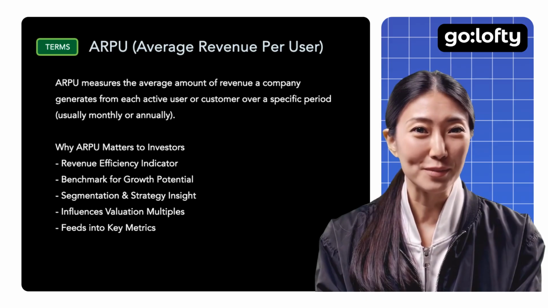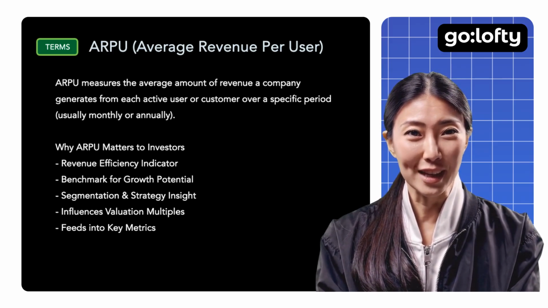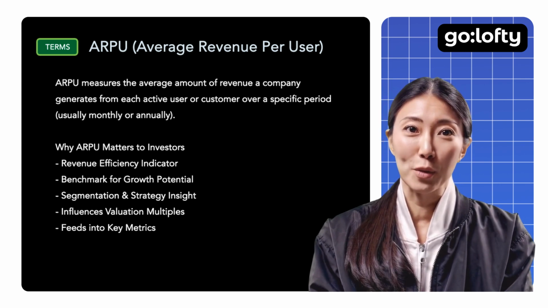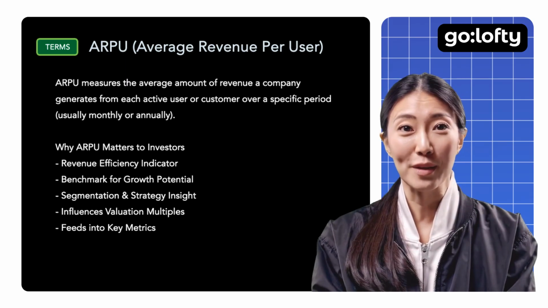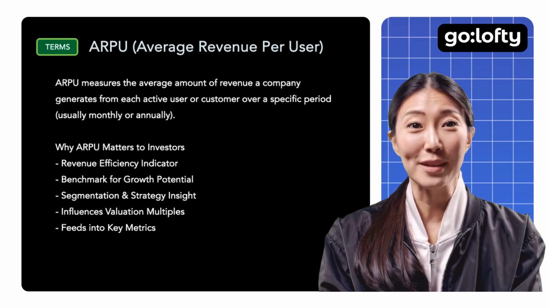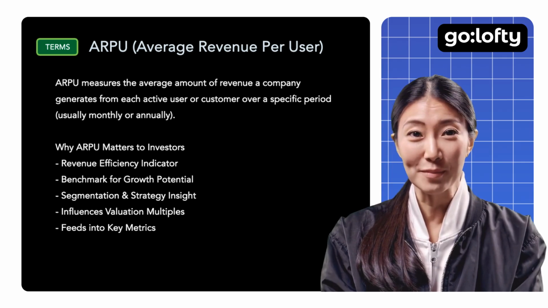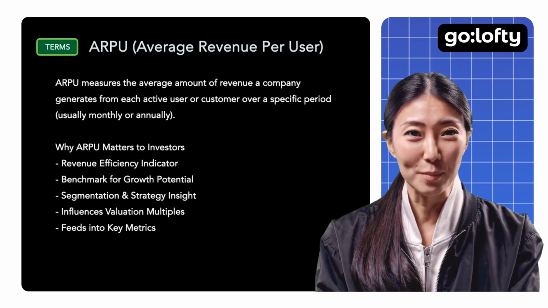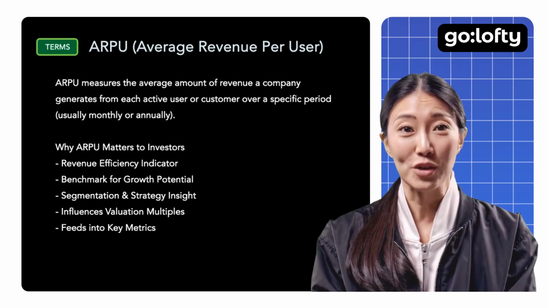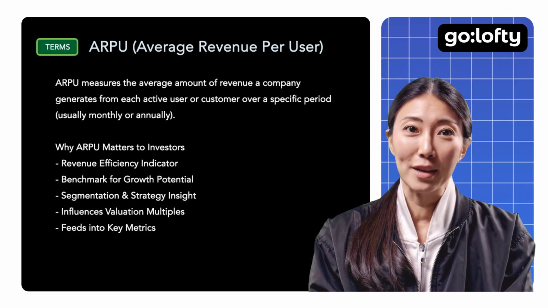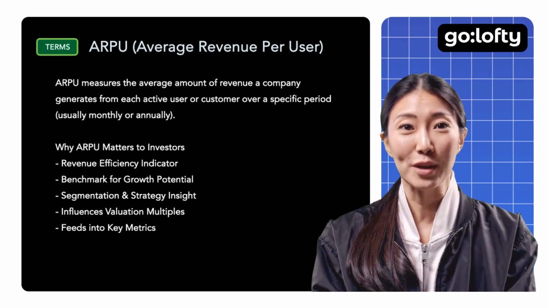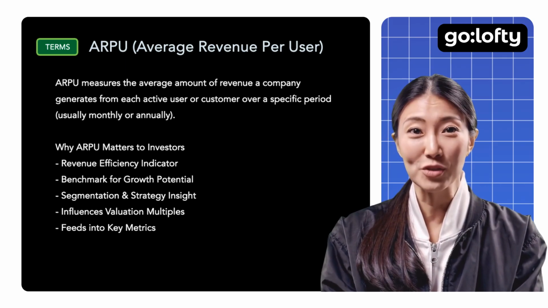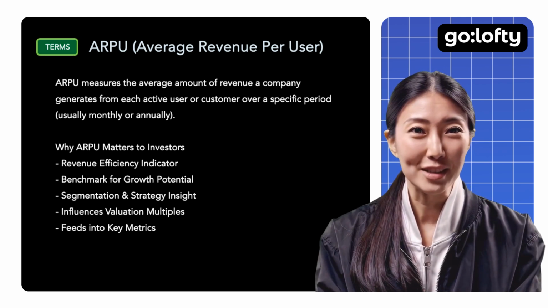Segmentation and strategy insight. Investors use ARPU by segment, e.g., SMB versus enterprise, to understand where the most valuable users come from, helping validate go-to-market strategy. Influences valuation multiples. A company with high ARPU is often seen as more monetizable and capital efficient, supporting higher valuation multiples. Feeds into key metrics. ARPU is a critical input in LTV, payback period, and cohort analysis, which investors use to evaluate customer quality and unit economics health.